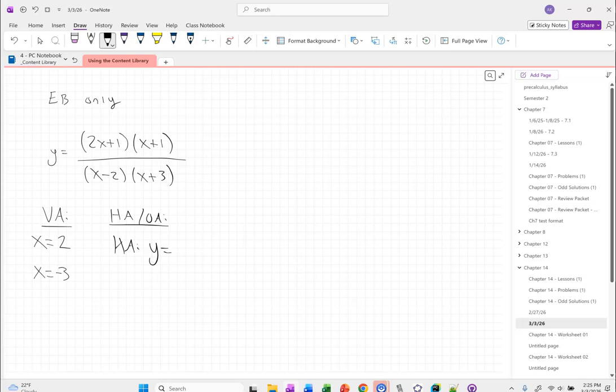So it's going to be y equals, and then what's the formula for that HA since the degrees are equal? Leading coefficient divided by leading coefficient. The leading coefficient on top is 2, and on bottom it's going to be 1. So we have y equals 2.